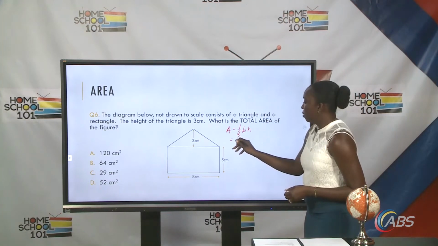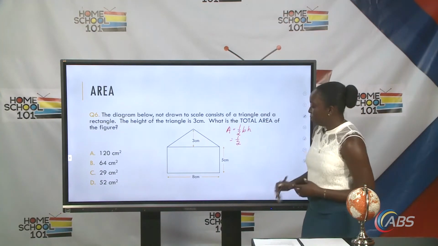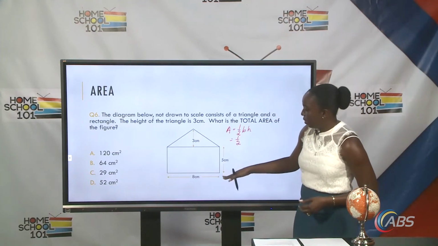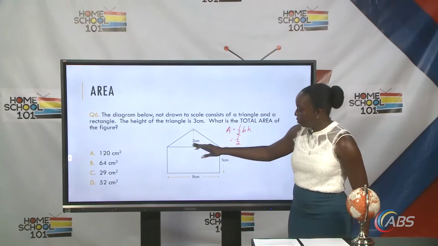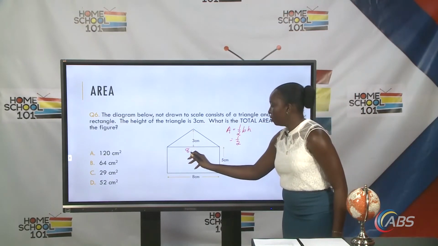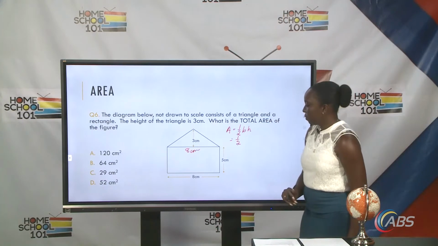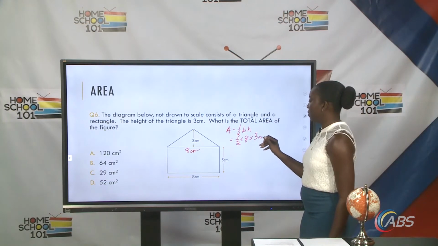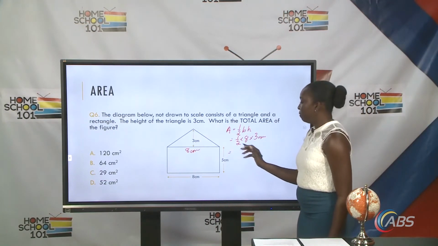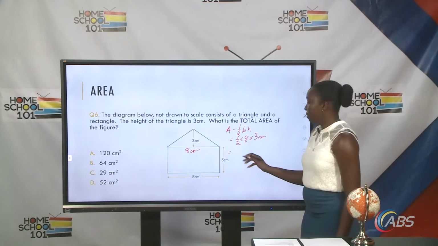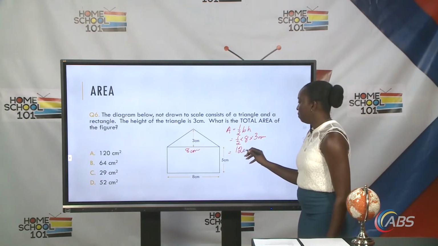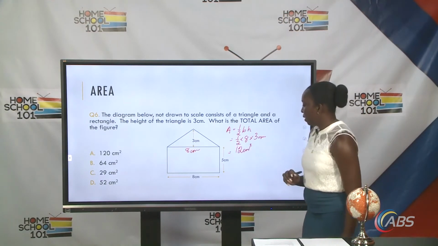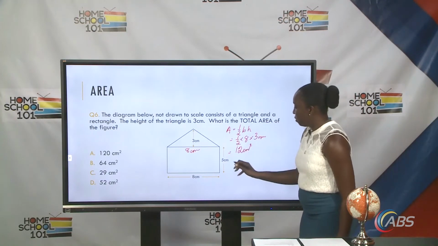And do we know what the base is? Of course we do, because we have the length there of the rectangle, and because those two are parallel, here is also 8. Okay, so the base of the triangle is 8, and the height of the triangle is 3. Half of 8 is 4, and 4 times 3 is 12. Don't forget your squared. Now we have the area of the triangle.